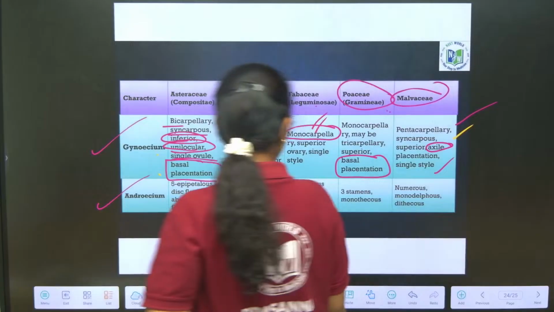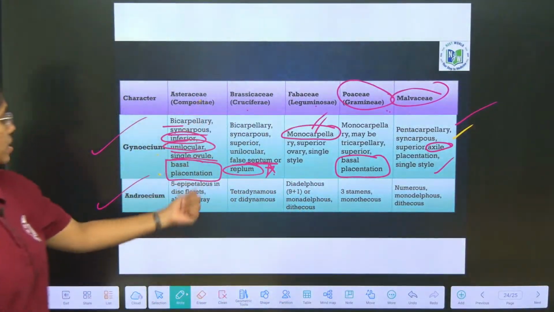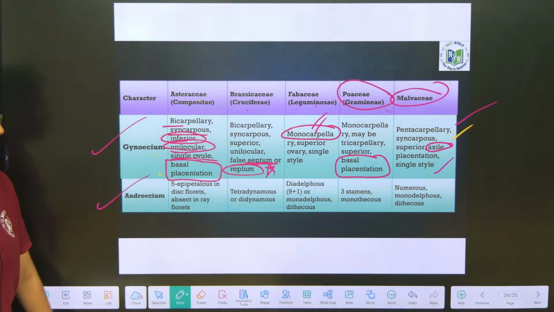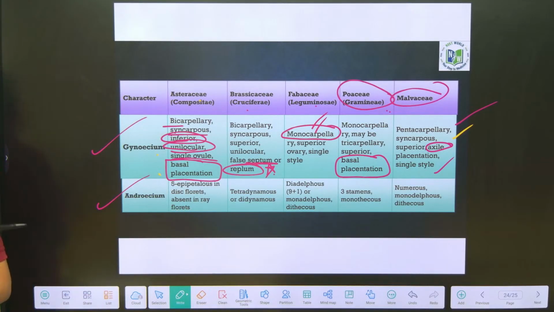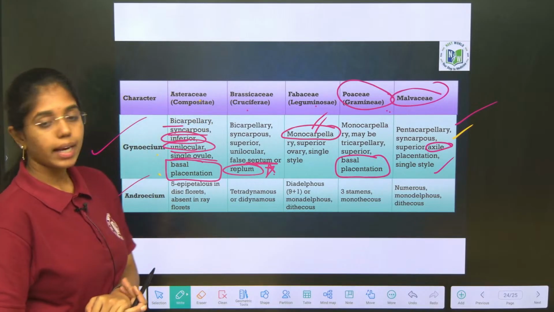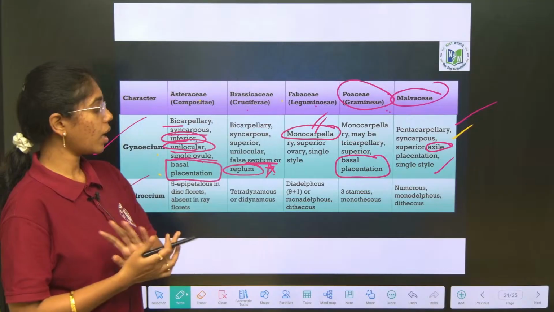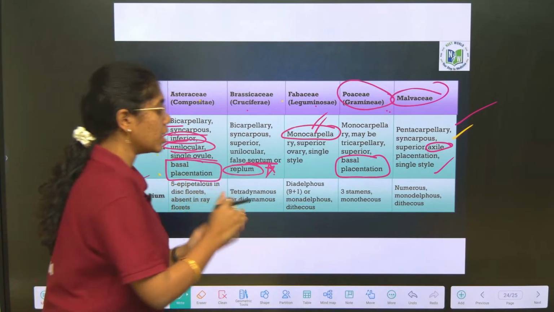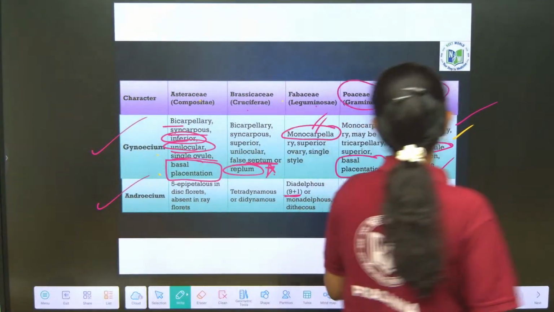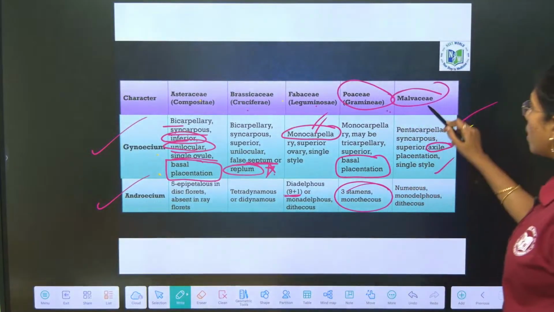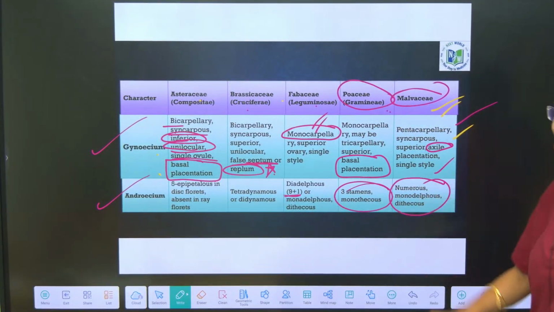Next, multilocular. And here, Asteraceae, androecium. Epipetalous condition. Epipetalous condition in disc florets only, because bisexual condition is observed only in disc florets. Ray florets have unisexual condition. Here Brassicaceae members tetradynamous or didynamous. Fabaceae or Leguminosae has diadelphous condition, that is 9+1, or monoadelphous dithecous. Next, Poaceae members 3 stamens monothecous. Malvaceae numerous, monadelphous, dithecous condition.